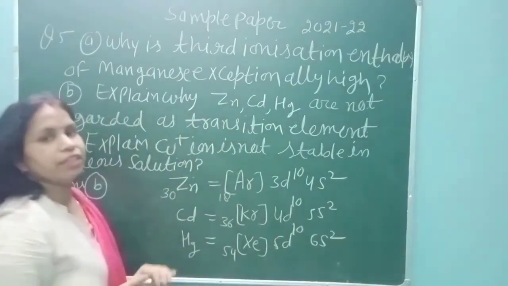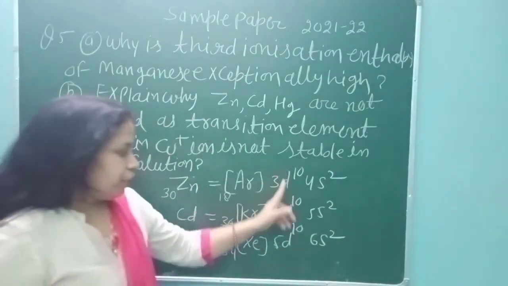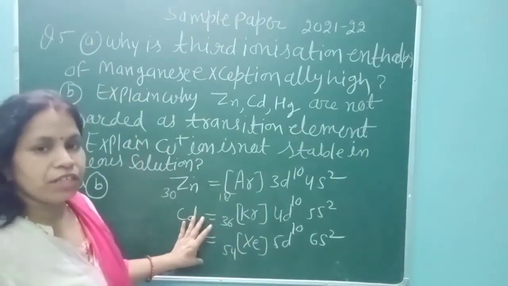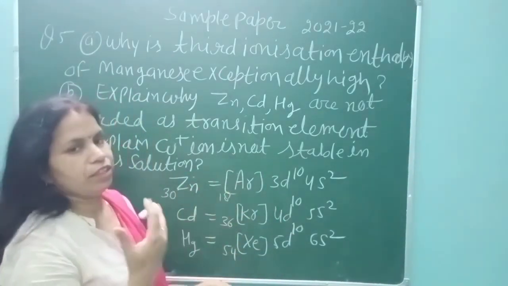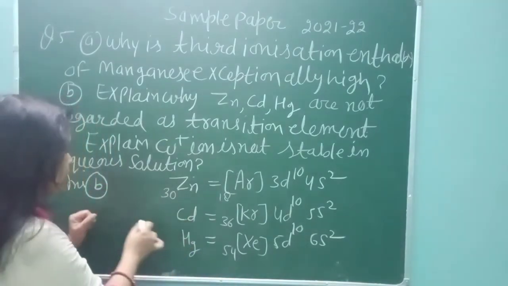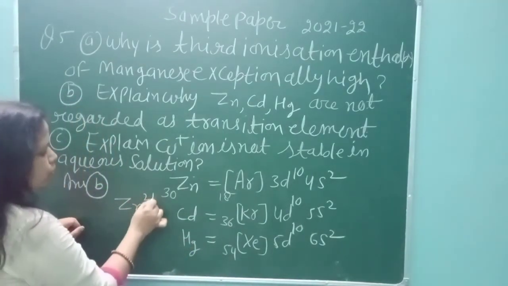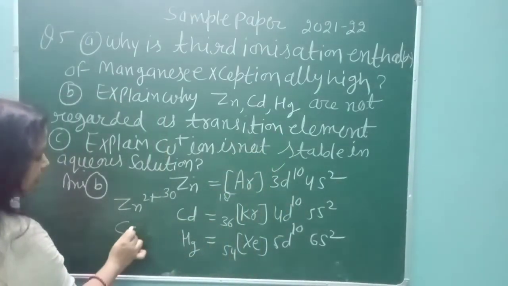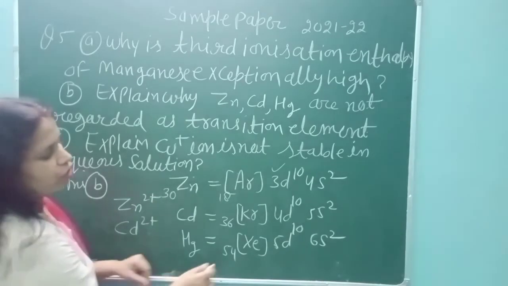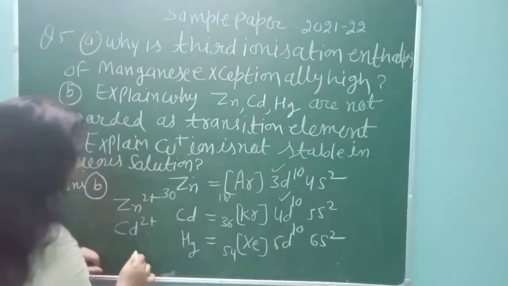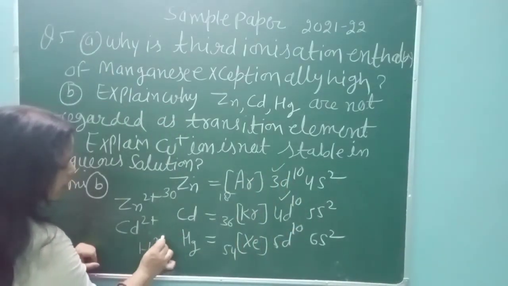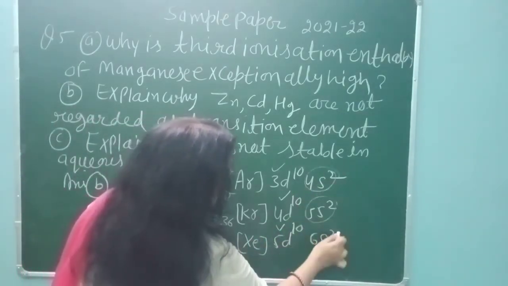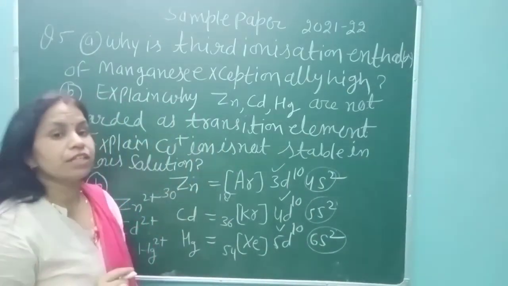What is the similarity in all cases? The d orbital is a fulfilled orbital, in its ground state or in its stable oxidation state. When we write Zn2 plus, what is the electronic configuration? Only 3d10. For cadmium 2 plus, the electronic configuration is 4d10. For Hg2 plus, it is 5d10. These two electrons are removed from the ground state.